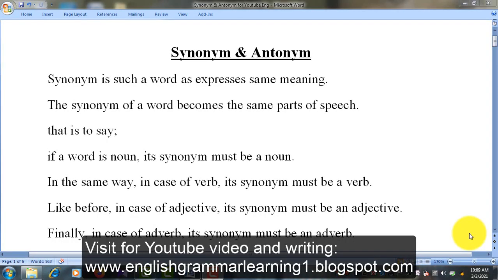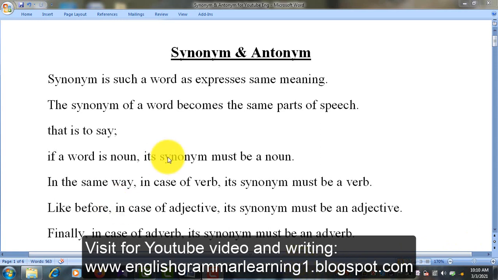Okay, let's start. Now I am going to teach you about synonym and antonym, which are very important for learning English. Dear students, don't skip the video lest any important points should be missed here. Synonym and antonym. Synonym is such a word as expresses the same meaning.